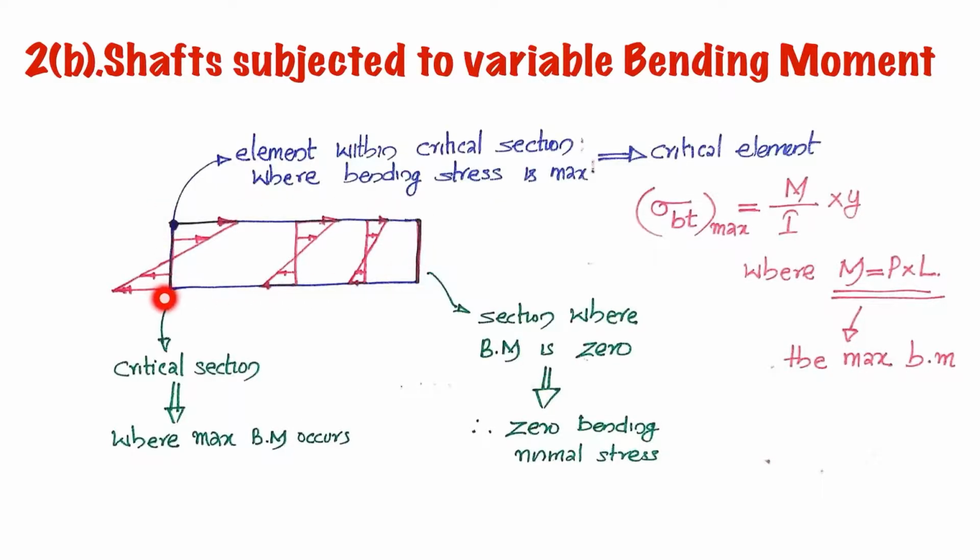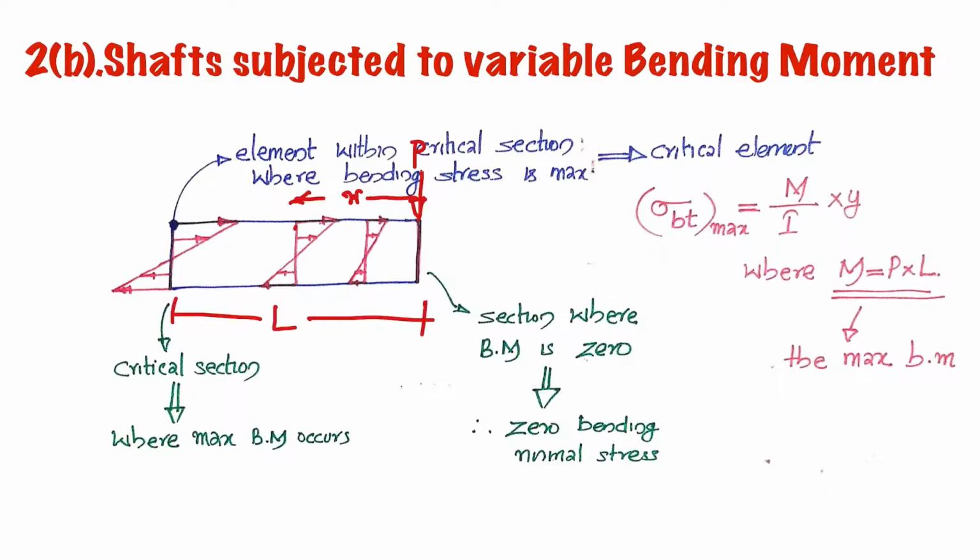If you observe, this is the shaft subjected to variable bending moment, and this is the fixed end where the maximum bending moment occurs. Bending moment is maximum at the fixed end, so the stress will also be maximum. If you take some section here, the bending moment will not be as large. It will be much smaller, because the load acts at this point and the distance is only x. So P into x is the moment acting at this section, which is lesser than P into L at the fixed end.